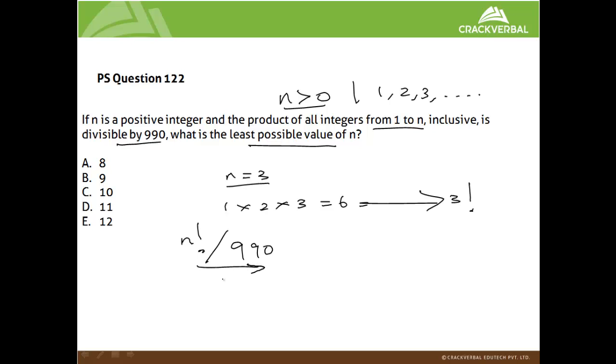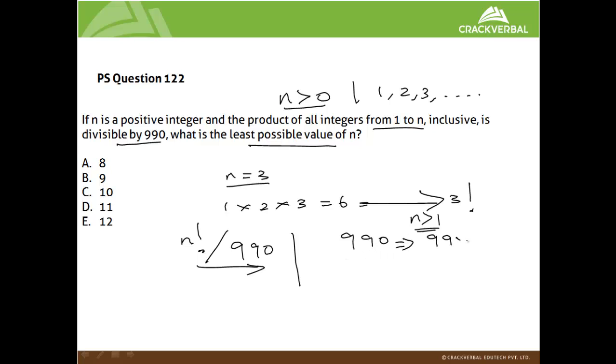If n factorial has to be divisible by 990, whatever factors 990 has, n factorial should also have the same factors. To figure out the factors, let's prime factorize 990. So what is prime factorization? Any integer greater than 1 can be expressed as a product of primes. That's what we are going to do. We are going to write this as a product of primes.